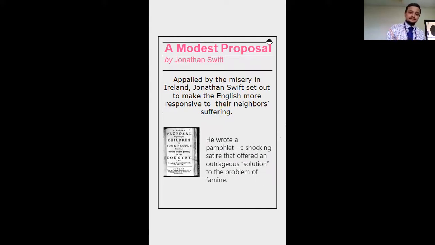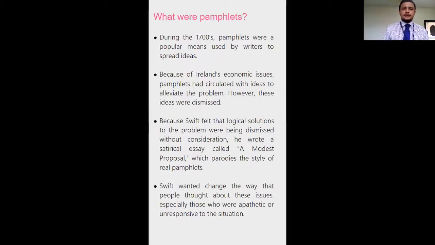So he wrote a pamphlet, a shocking satire that offered an outrageous solution to the problem of famine. You might wonder, what are pamphlets? Pamphlets were very popular during the 1700s, a means used by writers to spread ideas. It's not like Twitter, right, or YouTube right now, but the pamphlets were the social media here. Because of Ireland's economic issues, pamphlets had circulated with ideas to alleviate the problem. However, these ideas were dismissed. It's just blah, blah, blah, and no action.